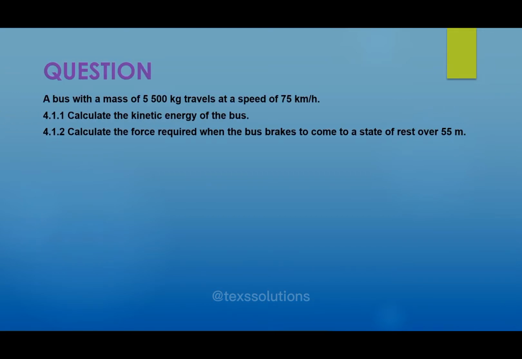Let's take a look at the question. So the question reads, I have a bus. It has a mass of 5,500 kilograms. It travels at a speed of 75 kilometers per hour. Question number 1, calculate the kinetic energy of the bus. Question number 2, calculate the force required when the bus brakes and comes to a state of rest over 55 meters. So the first thing we're going to do is analyze our given information.